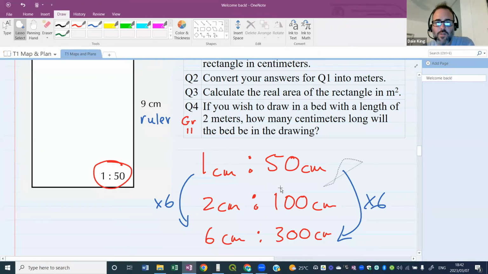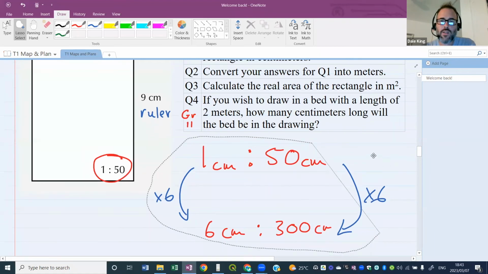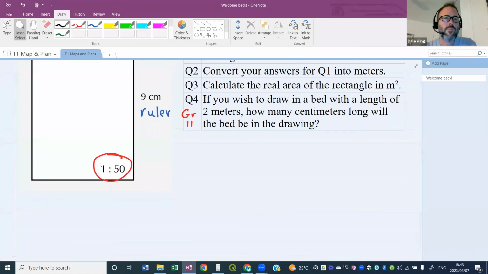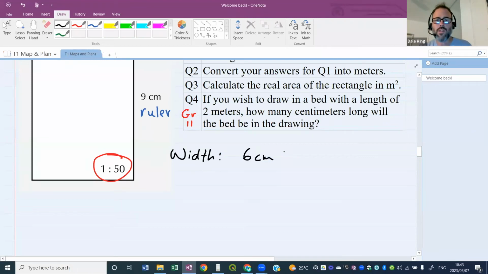Okay. Let's go over the answers one more time. We've done the width. I'm just going to erase this and write it out neatly again. So for the width, we had 6 centimeters on our diagram. To get to our real world measurement, we had to times this by 50, and we get 300 centimeters. I hope you write your units.